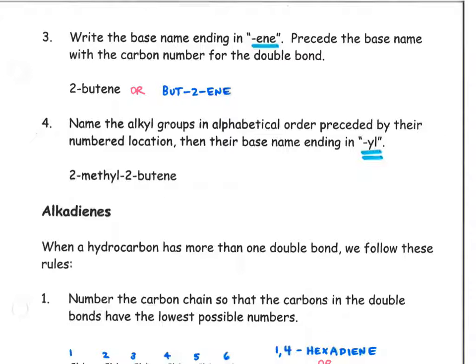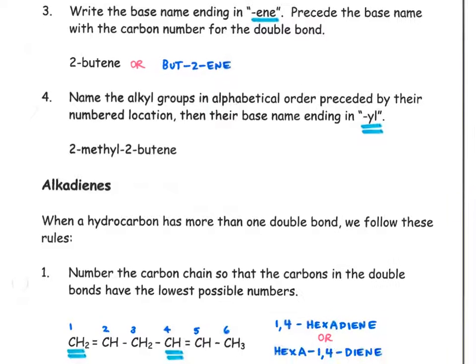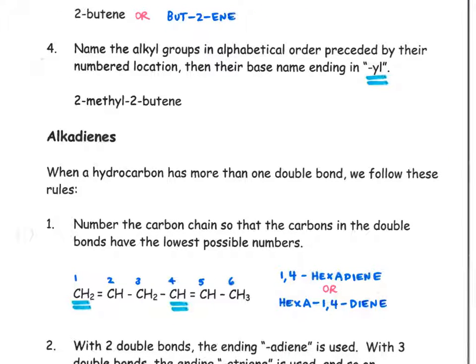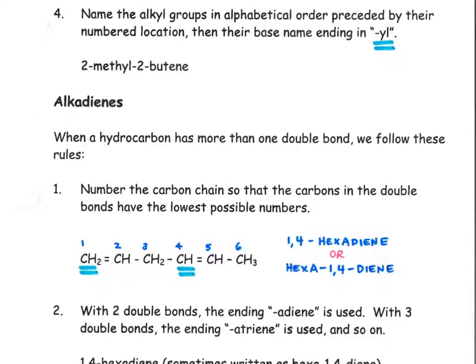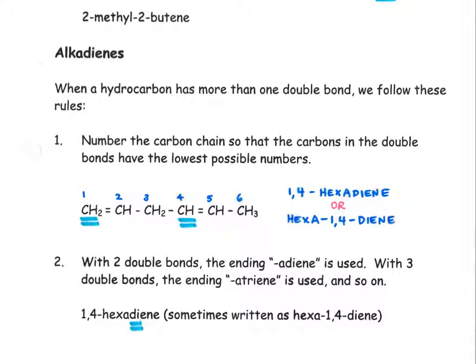Finally, what we do is we attach our alkyl side group. That's on the number 2 position, so following our convention, 2-methyl-2-butene. Now, to make life interesting, sometimes we have more than one double bond, and we could have a diene, we could also have a triene.